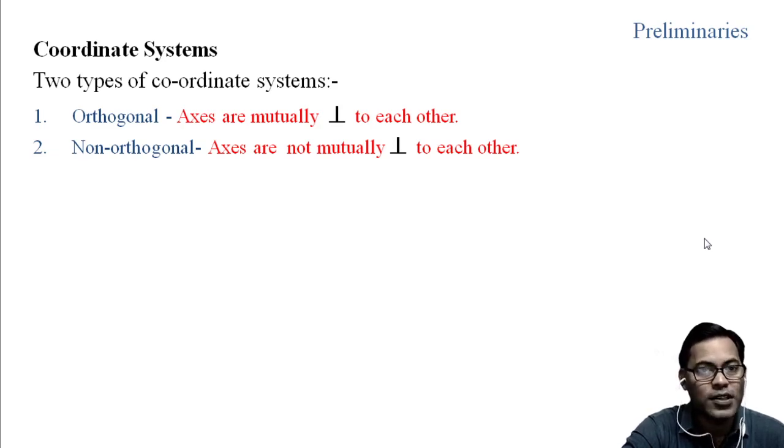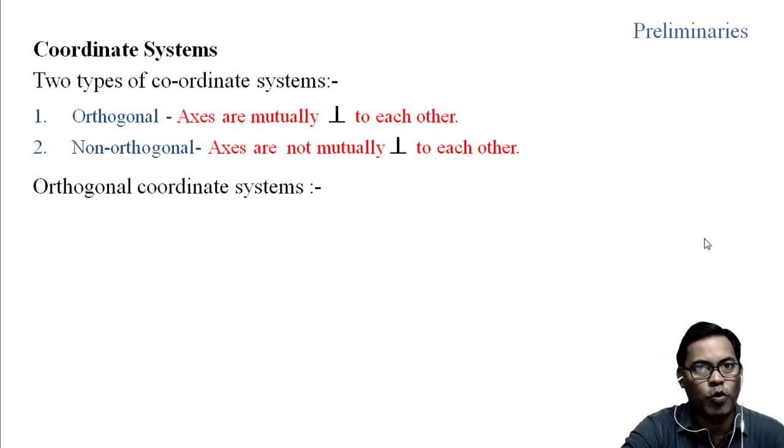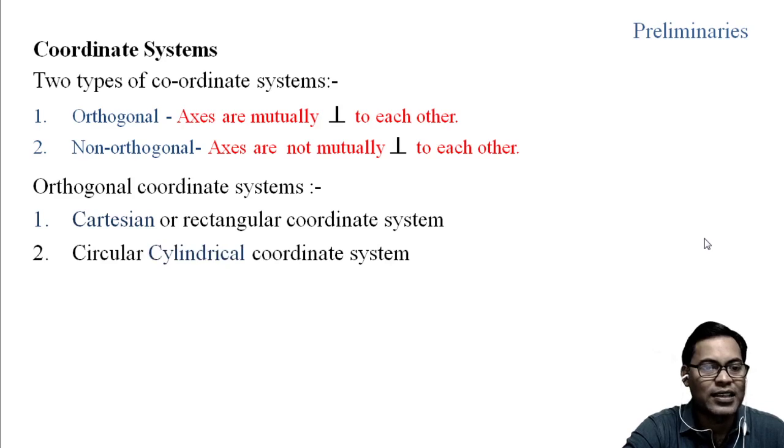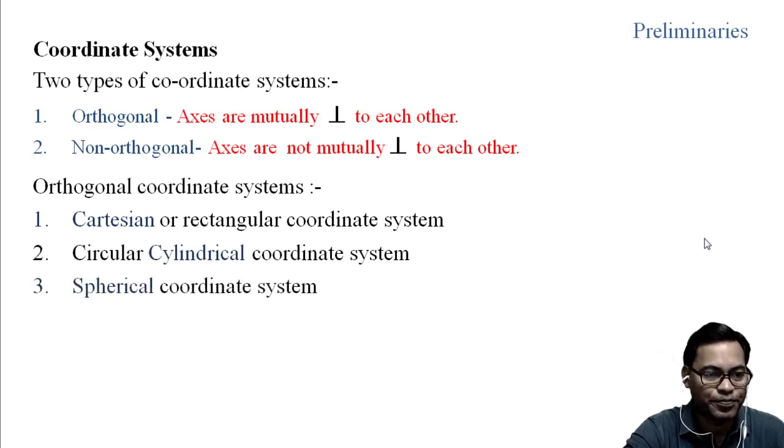Now we need to focus on the orthogonal coordinate systems, and more specifically, we need to focus on three orthogonal coordinate systems to apply in the derivation of electromagnetic field equations. One is the Cartesian coordinate system, another is the cylindrical coordinate system, and the third one is the spherical coordinate system.